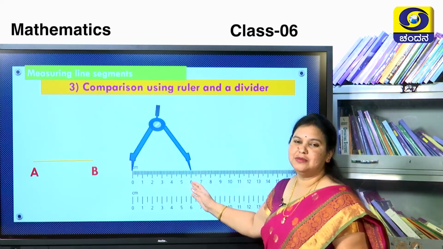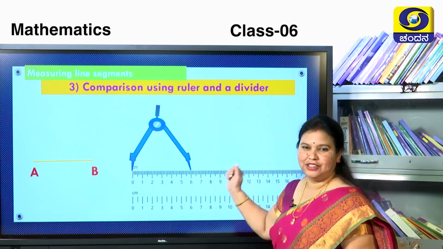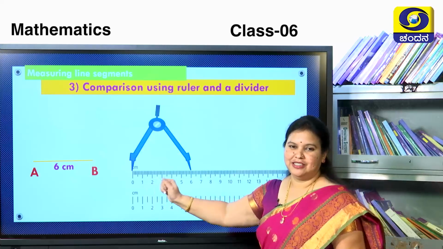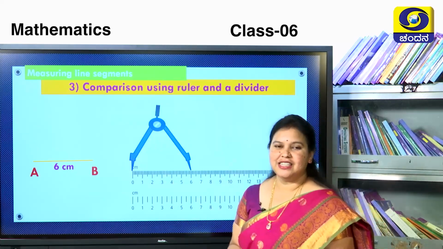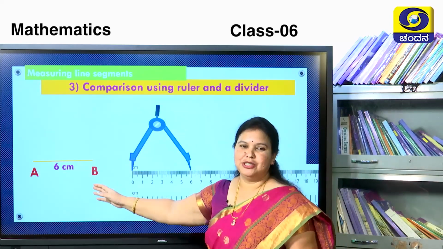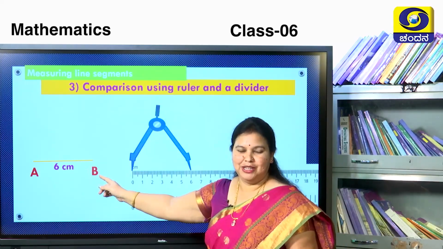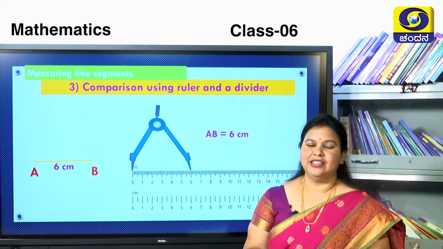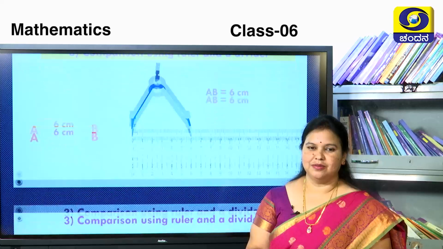Now, read the mark against the other end point of the divider. So, we got 6 centimeter. So, the measurement is 6 centimeter. Now we got the accurate measurement of line segment AB, that is 6 centimeter. This method is accurate as well as convenient.